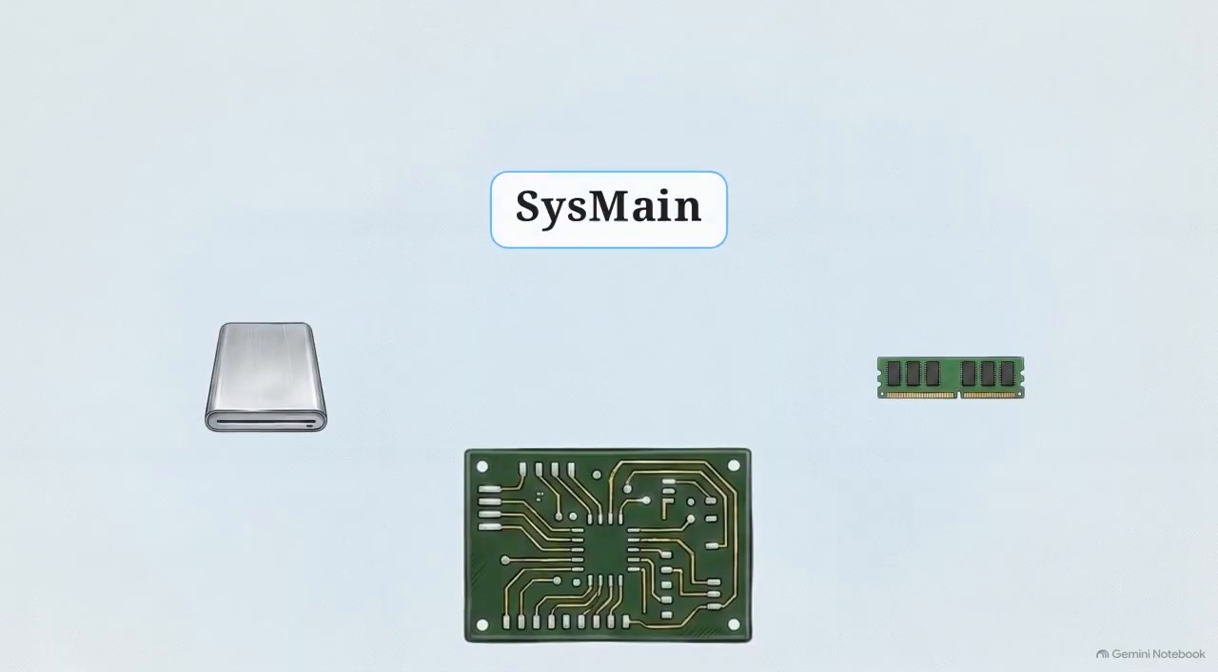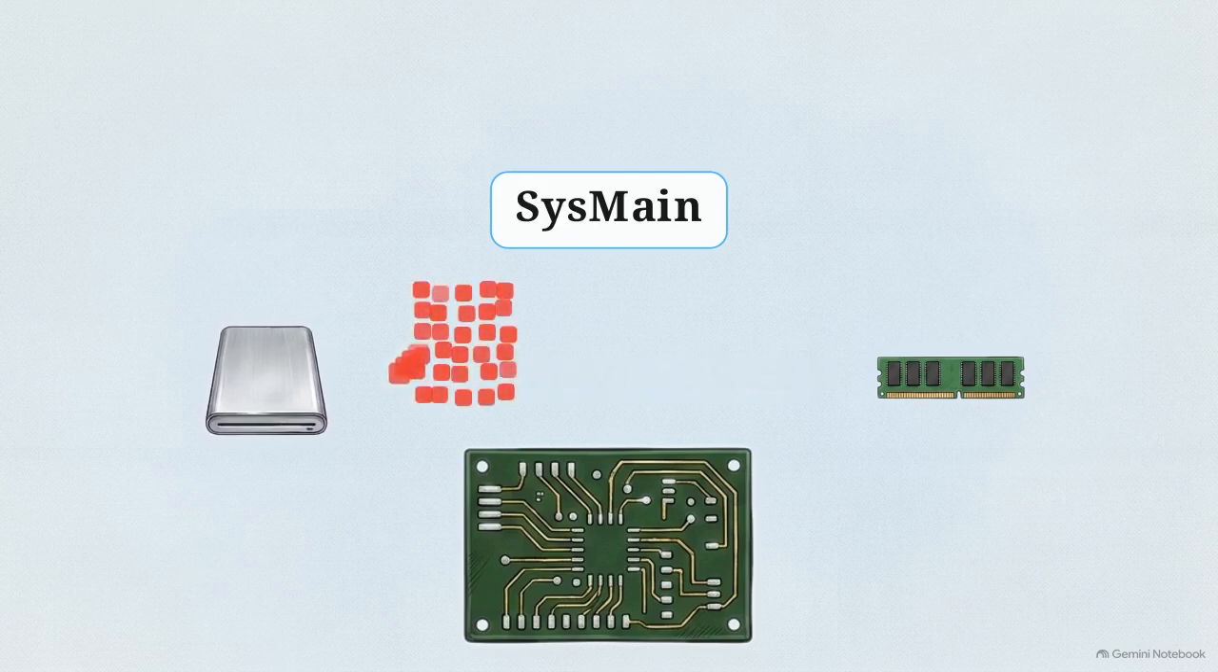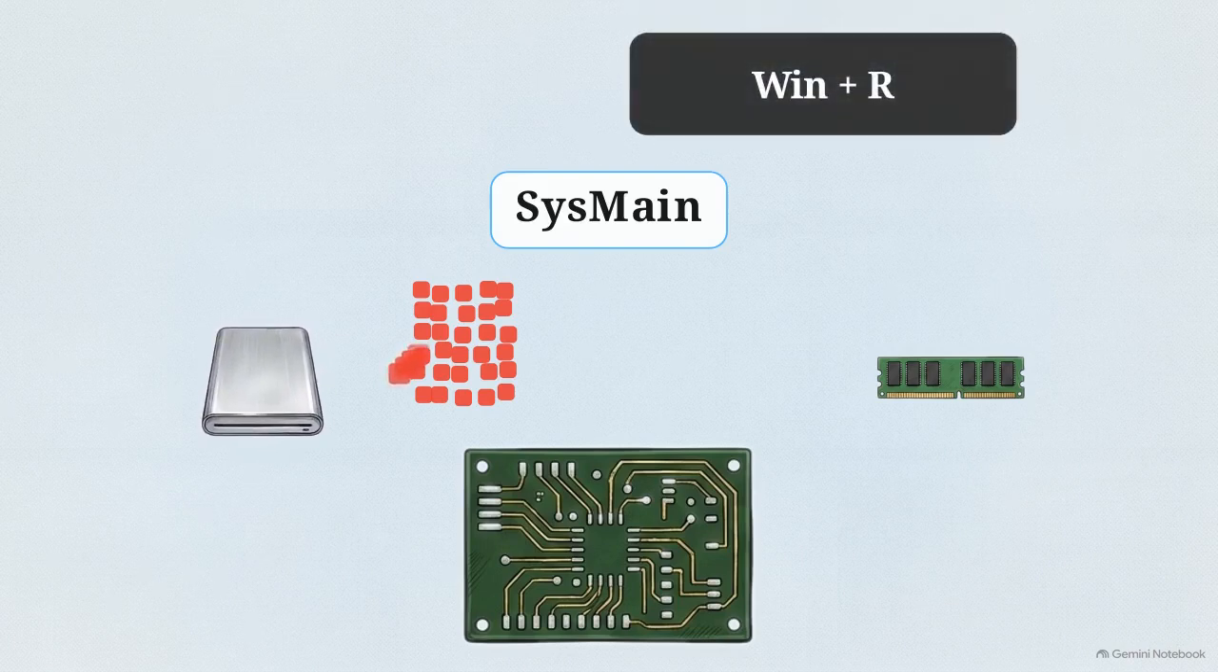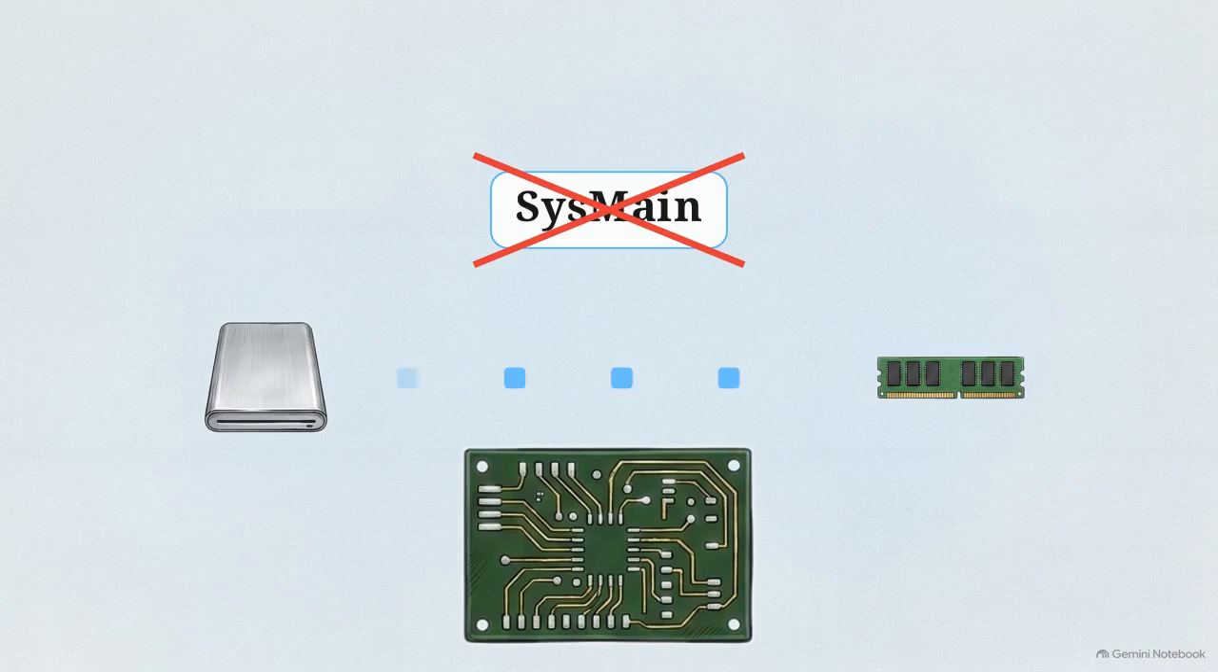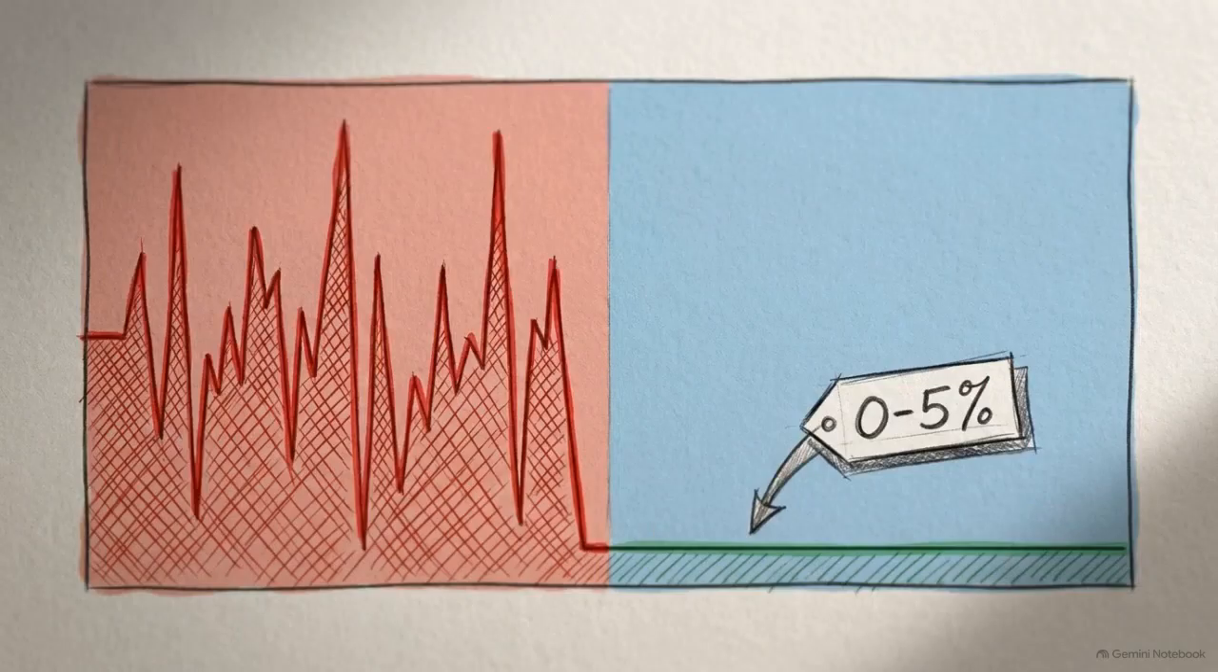The first suspect is sysmain, formerly known as superfetch. It analyzes your usage patterns to preload application data into standby RAM, often creating a massive queue of read requests that slow down the entire drive. To disable it, press the Windows key and R, type services.msc, and hit Enter. Locate sysmain, change the startup type to disabled, and click Stop. Monitor your Task Manager to see if disk usage immediately settles toward that 0 to 5% target.